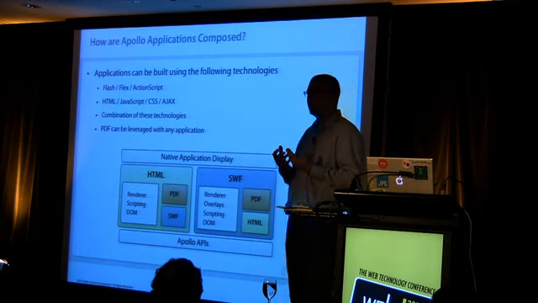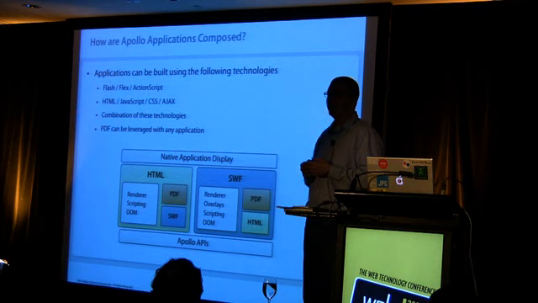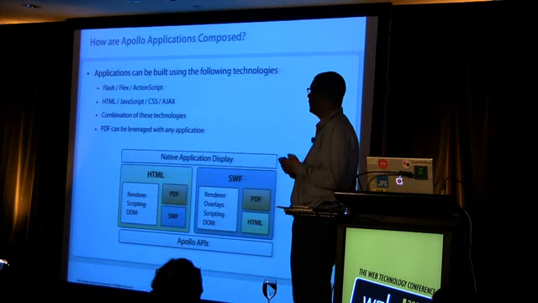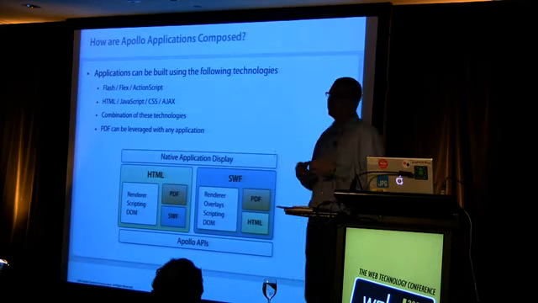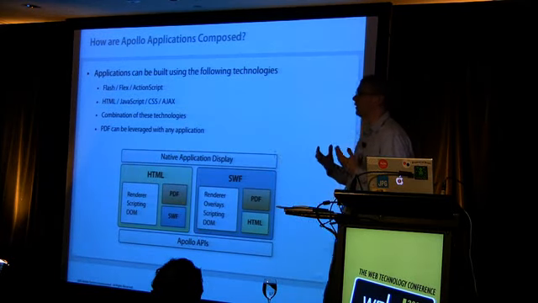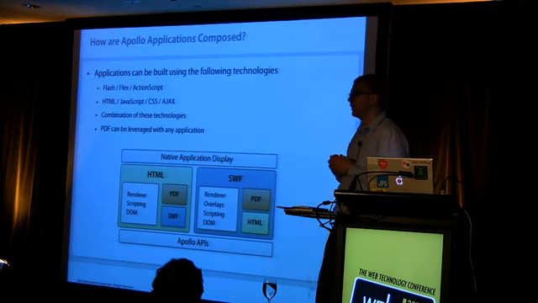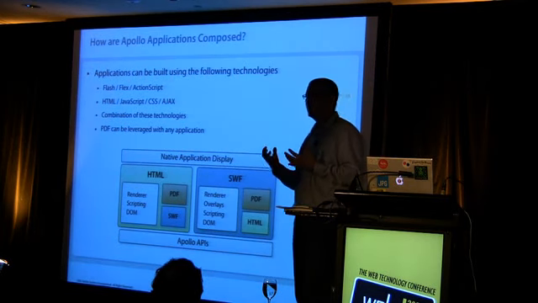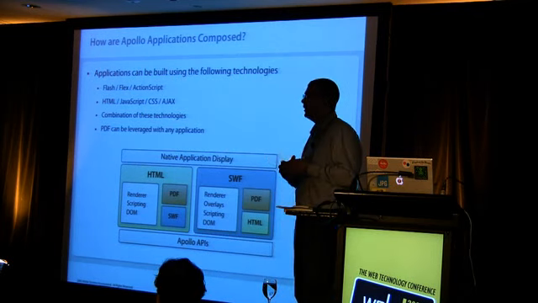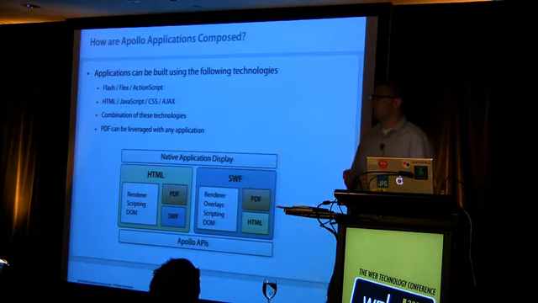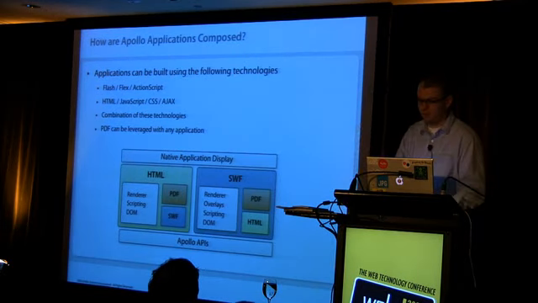The second primary application technology is HTML. So HTML is a first-class citizen within Apollo. And that includes HTML, JavaScript, CSS, AJAX techniques, pretty much everything you'd expect in a modern HTML rendering engine. Now, Flash content can contain HTML. HTML content can contain Flash. And then any of those combinations can leverage PDF, although PDF support is not in the current alpha. It'll be out in a future release.